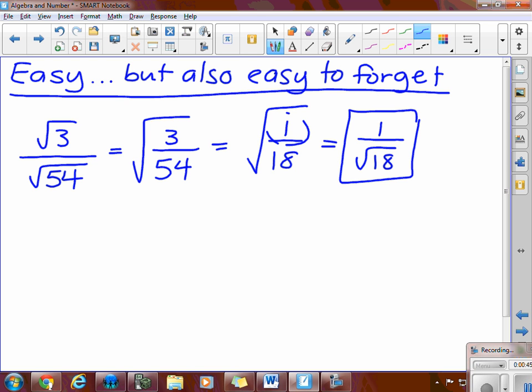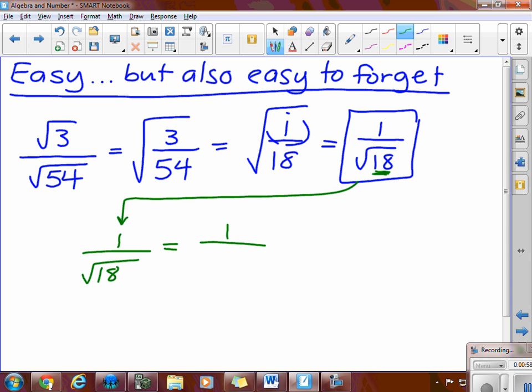Two things are wrong with it. Number one, this is not simplified. So let's go ahead and do that next. 1 over the root of 18 breaks up into 1 over the root of 9 times the root of 2, and the square root of 9 is 3, times root 2. Now this is a little better.